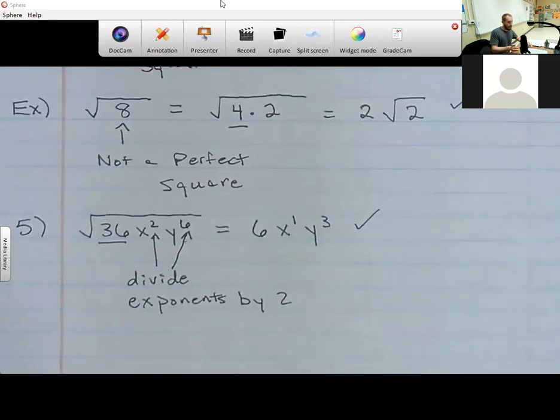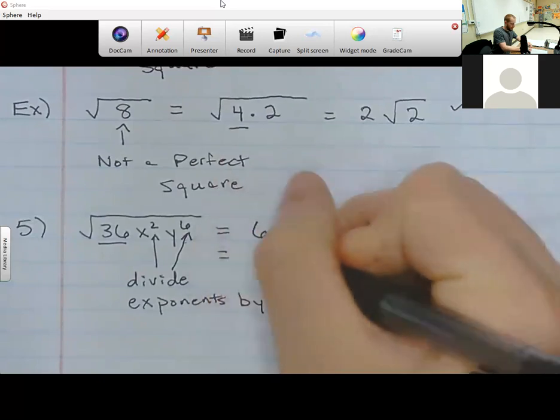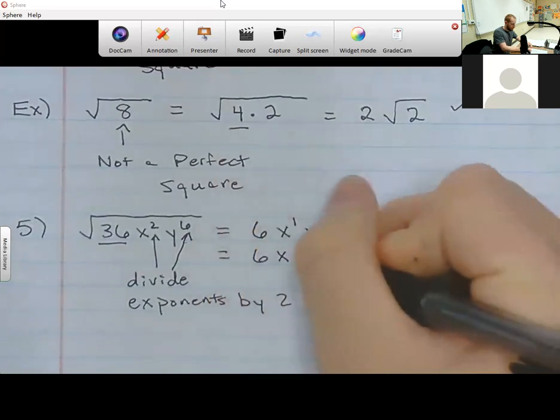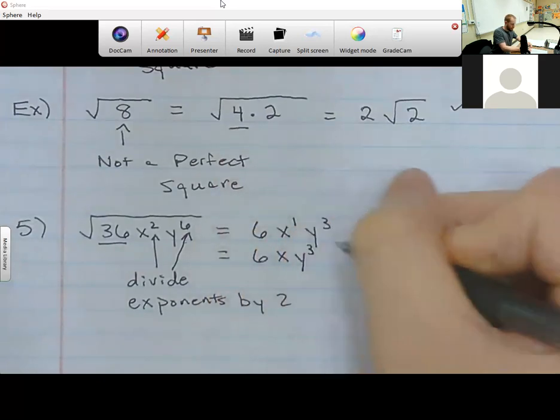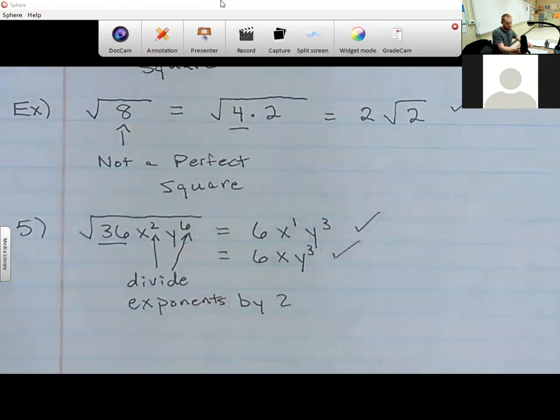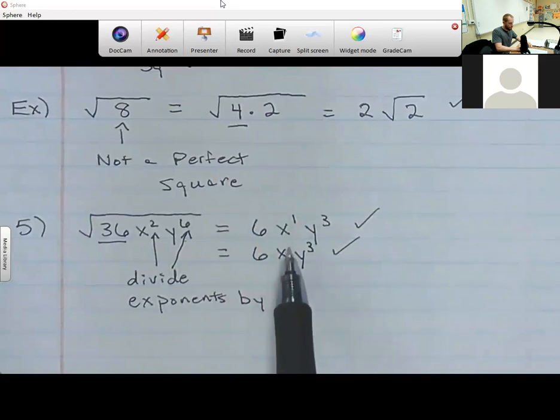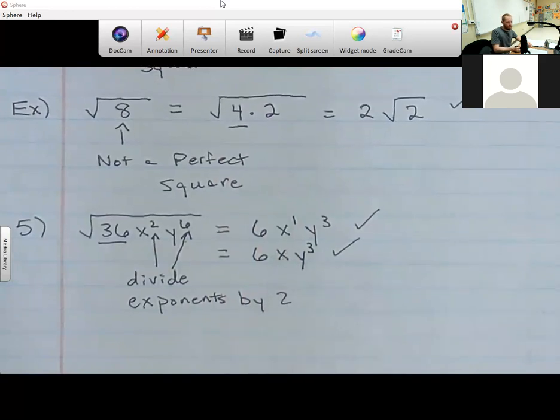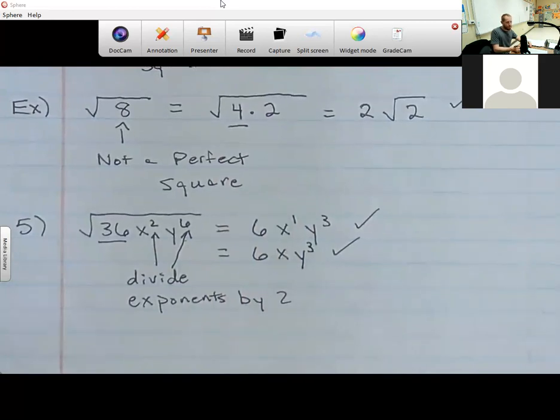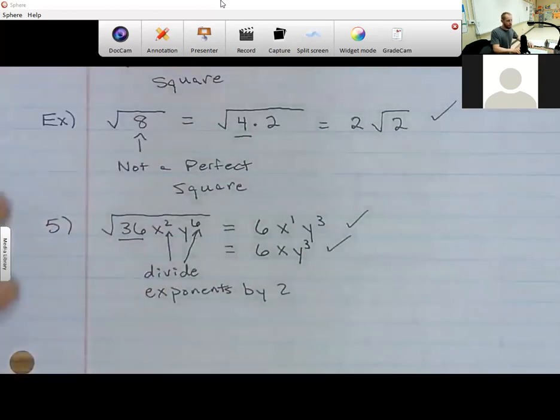Now, I could also write my answer like this, right? I can also write my answer as 6x y cubed. This is also acceptable. And they're actually the same answer. It's just when I have a 1 as an exponent, I usually don't write it. It's kind of understood to be 1 if I just leave an x there, right? So that's what we're doing now. We're dividing all the exponents by 2, okay? Let me zoom out and let's take a look at number 6.